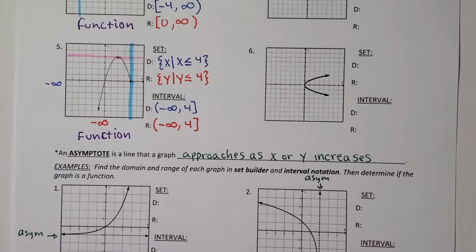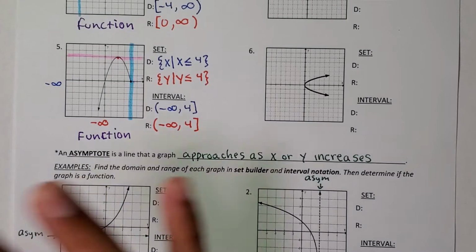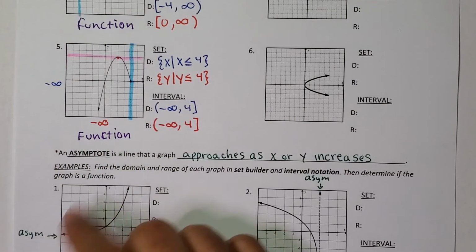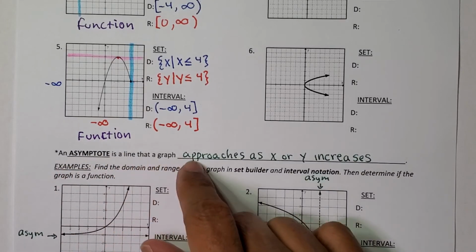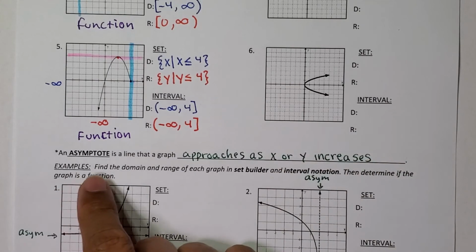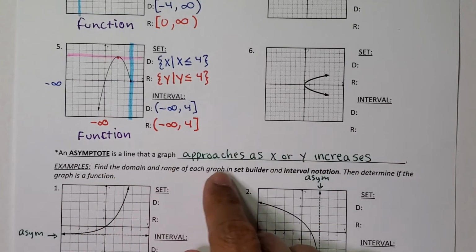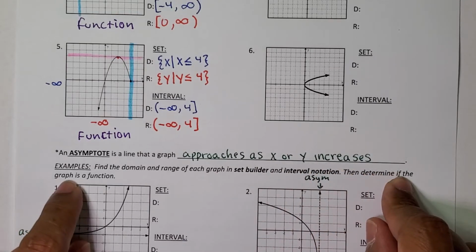So on this last example, an asymptote is something that you saw in Algebra 1. Okay, you might have forgotten, but I think you'll remember this once I go over this example. So an asymptote is a line that a graph approaches as x or y increases. Okay, so example: find the domain and range of each graph in set builder and interval notation, then determine if the graph is a function.